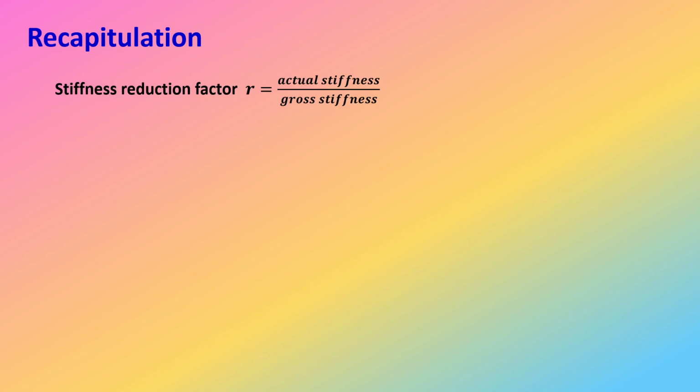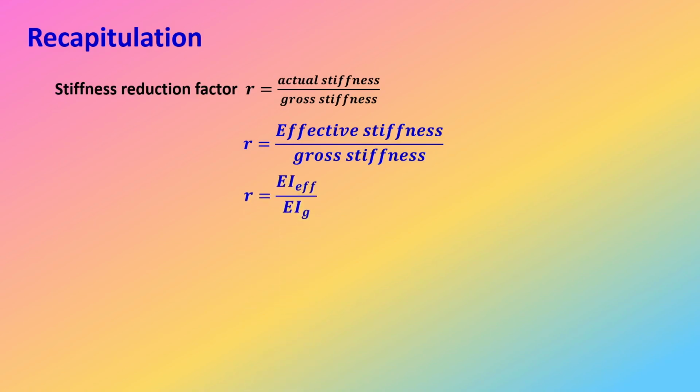The value of the stiffness reduction factor, which we have seen in the last video, is actual stiffness by gross stiffness, and actual stiffness is also known as effective stiffness. So it is effective stiffness by gross stiffness, and in symbolic form you can write R equal to EI effective divided by EIg. Ig is the gross moment of inertia, E is the modulus of elasticity of the material.